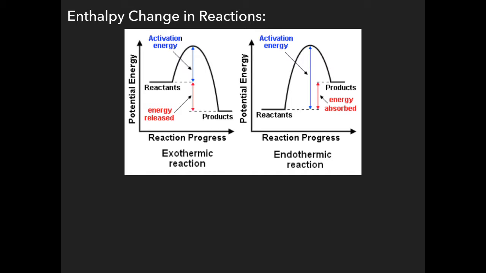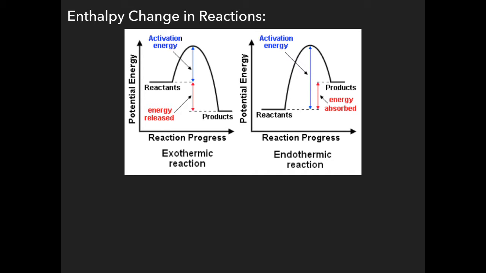A couple of other important features of this graph: when you start with the reactants, there's a little hill that you have to get up over in order to reach the products. That hill is called the activation energy. The larger the activation energy, the slower the reaction is going to be. And then also, the difference in energy between the reactants and the products is your enthalpy change, or your energy change. The graph on the right-hand side is an endothermic reaction, because the energy of the products is greater than the energy of the reactants, which means as this reaction proceeds, energy has to be absorbed.